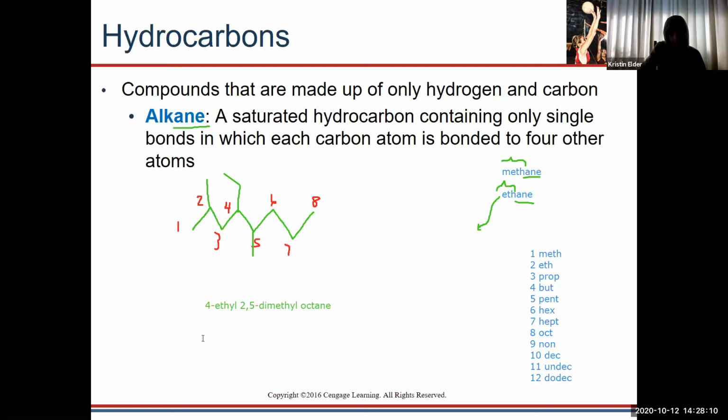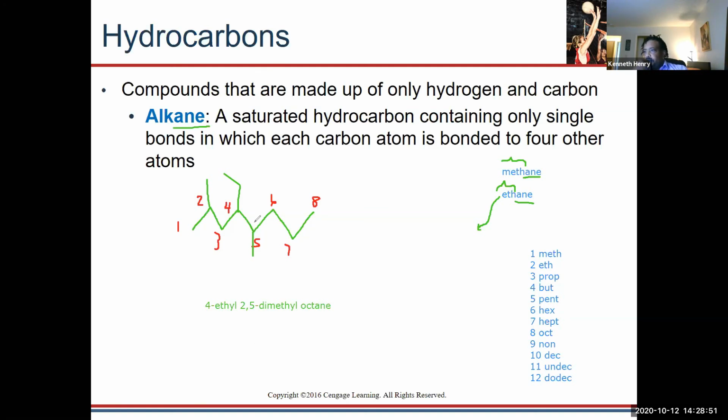Okay. I have a question. Why is it called dimethyl octane? Because there are two methyl side chains. One at the 2, and one at the 5. So when you're writing out the answer, you split it up into the ethyl and the methyl, and then the main chain, and the prefix di indicates how many of those there are. So you're telling me where they're located and how many you have. Okay, gotcha. Thank you.